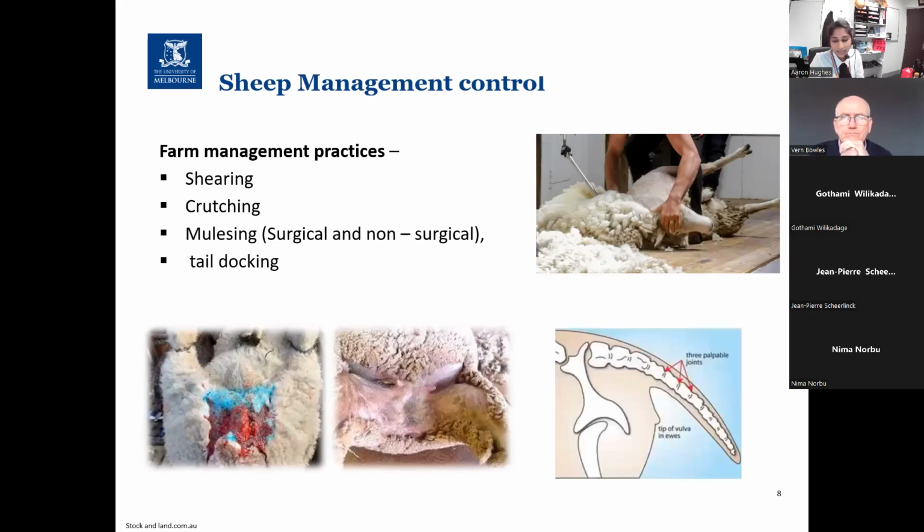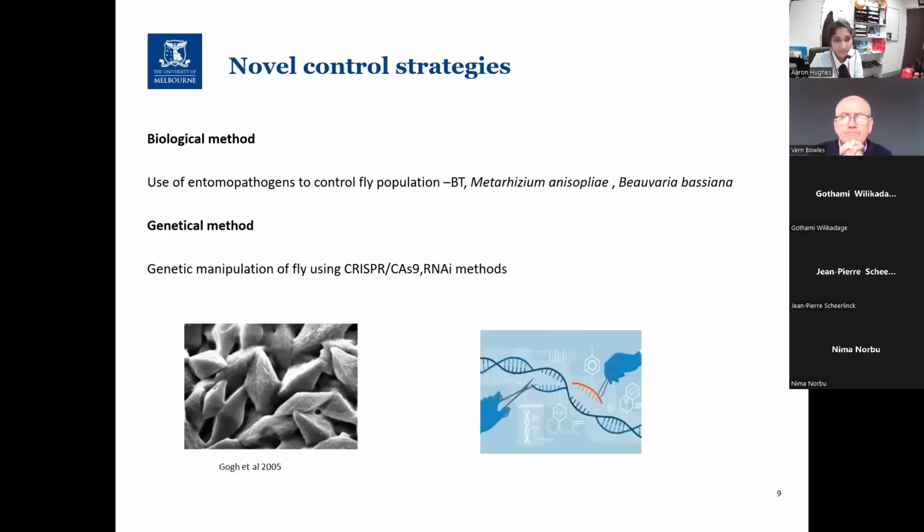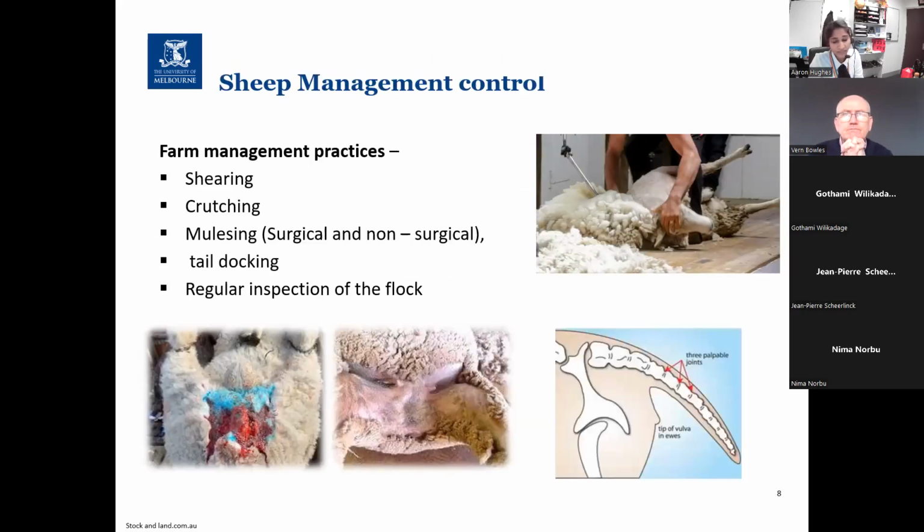Tail docking is another method practiced to control flystrike. Here we amputate the tail at the third caudal vertebra. By doing this surgery, we can reduce the contamination of the tail and the breech area with fecal matter. It's important to regularly inspect the flock so we can identify the animals with early flystrike lesions and treat them.